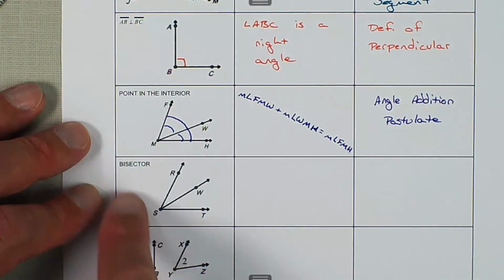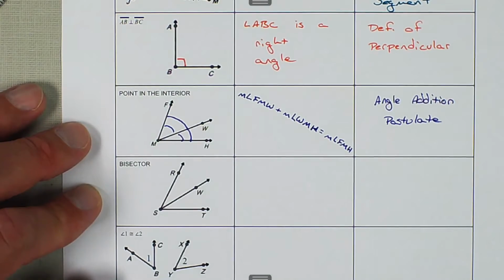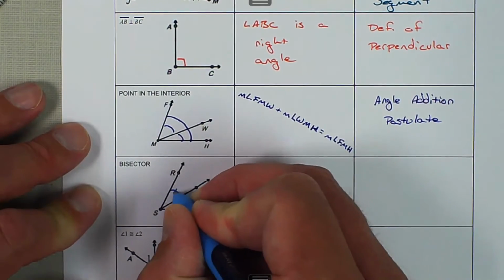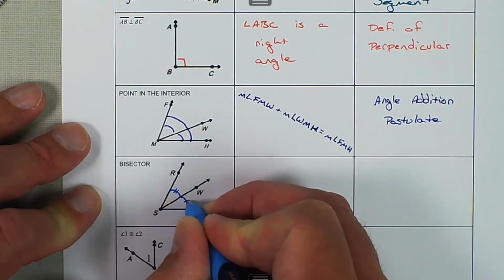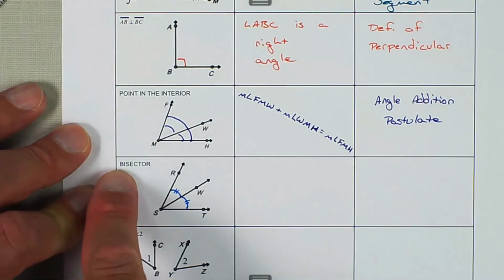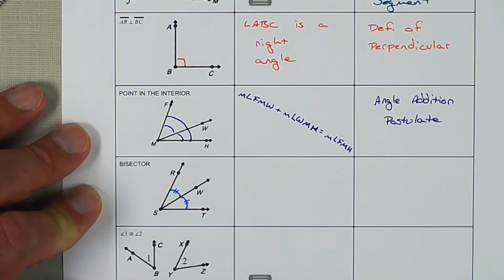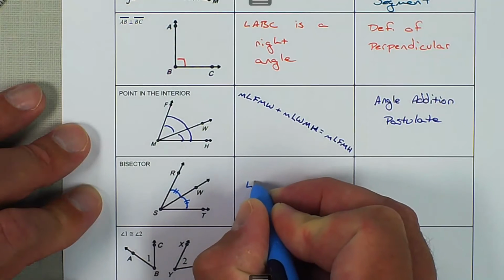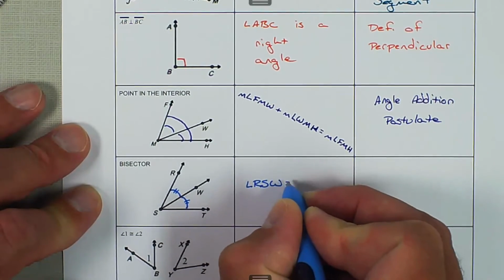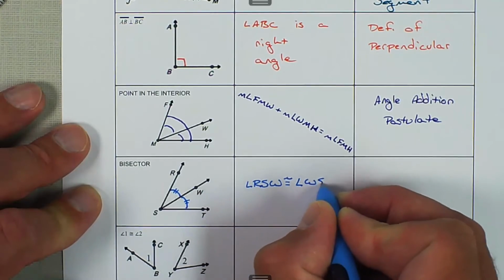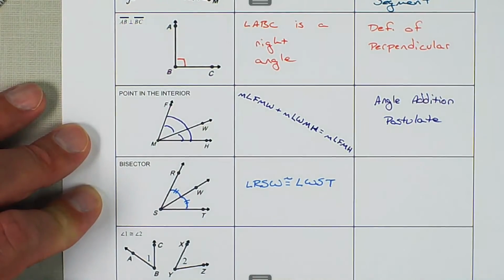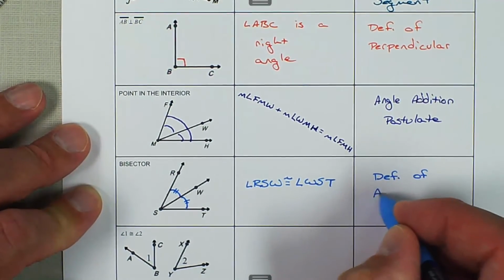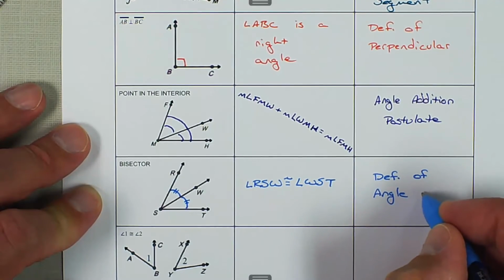And again, we have, this is a bisector. And so when we know that there's a bisector, what we want to do is mark our drawing. So if I put 2 marks there, then I got to put 2 marks there. And if I know it's a bisector, then I know that these two angles are congruent. So I can say angle RSW is congruent to angle WST. And that would be definition of angle bisector.